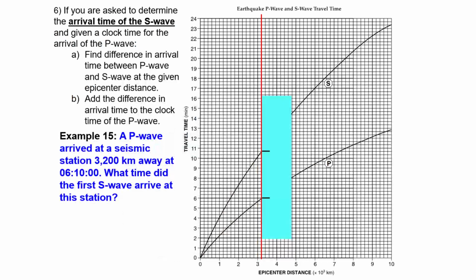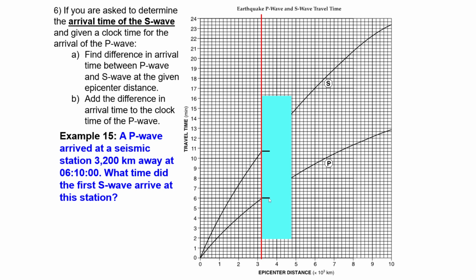Okay, so example 15. A P wave arrived at the seismic station 3,200 kilometers away. Okay, here's 3,200 kilometers. I'm going to take my scrap paper and align it at 3,200 kilometers to find the time difference between the P and the S wave. I'm going to mark with my pencil where my P wave connects with my scrap paper, and I'm also going to mark where my S wave connects with my scrap paper, like this.